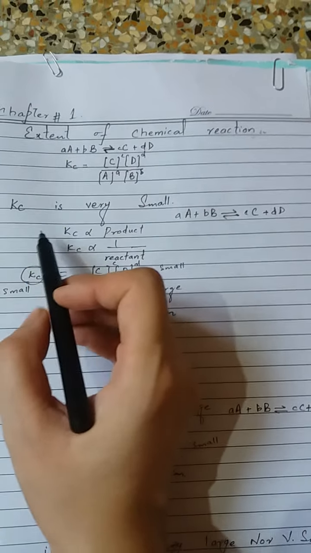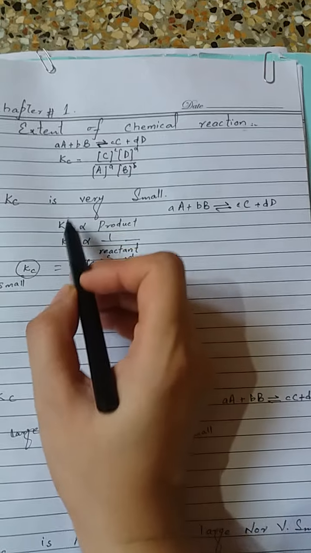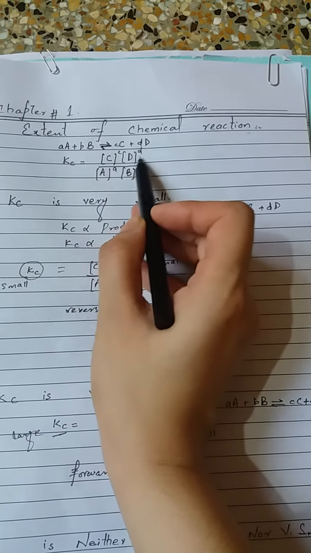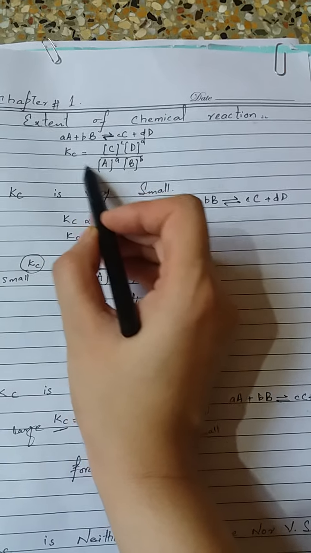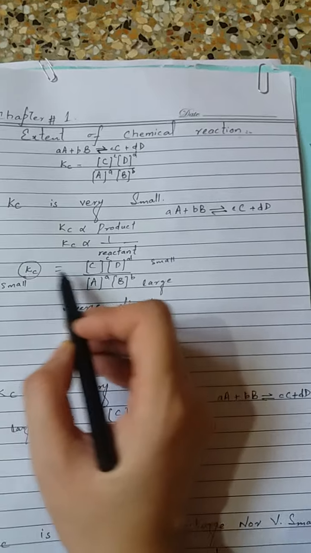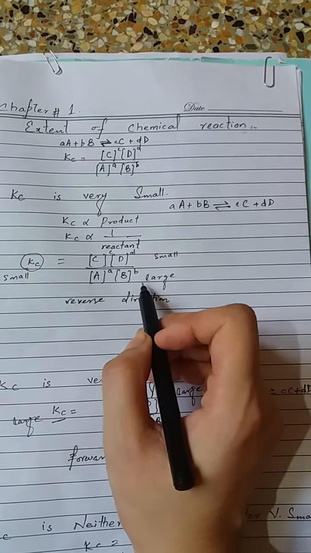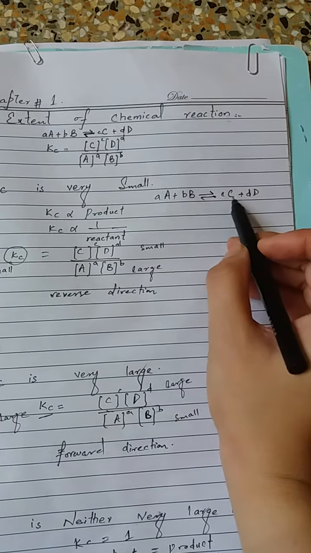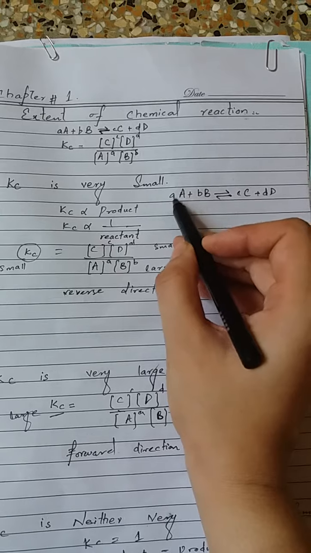When Kc value is very small, it means, since Kc is directly proportional to the products and inversely proportional to the reactants in this equilibrium constant expression, that the products are very small in number and the reactants are very large in number.